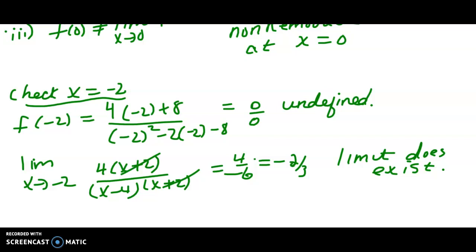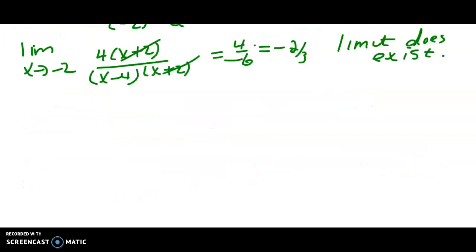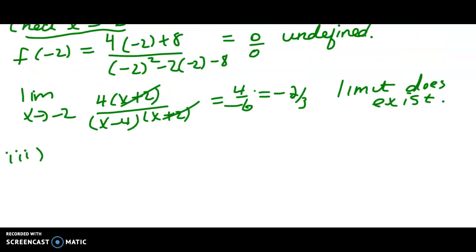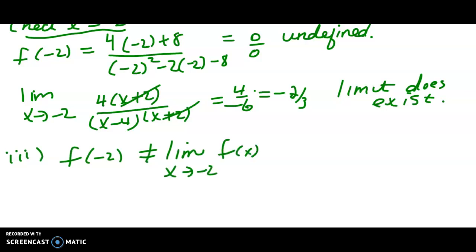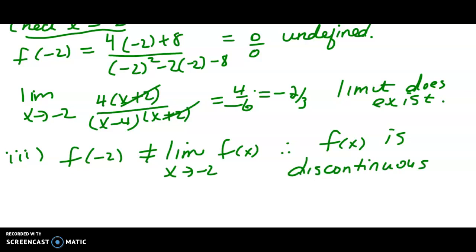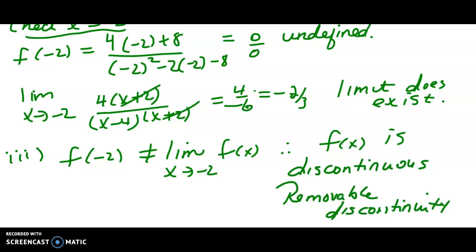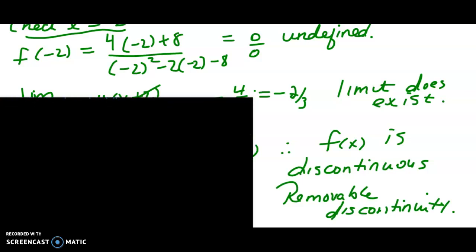However, because it's a POD, it means it's discontinuous. So the third and final statement is f of -2 does not equal the limit as x approaches -2. Therefore, the function is discontinuous. But you make one more statement and say it's a removable discontinuity. And I know it's removable because it's a POD. And that's it.